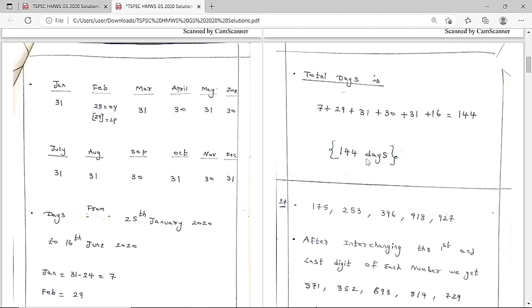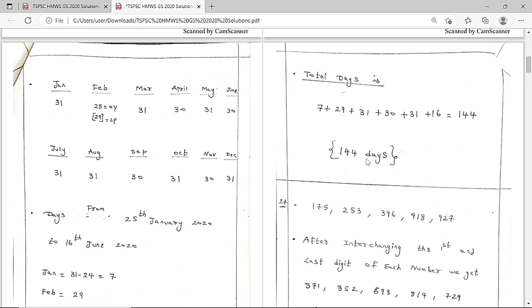So always start from 31. Assume it is 30, but not exactly 30. 31, 30, 31, 30, 31, 30, 31, 31. Next 30, 31, 30, 31. So like this, these 2 are always the same. 31, 31. These things you always have to keep in your mind.